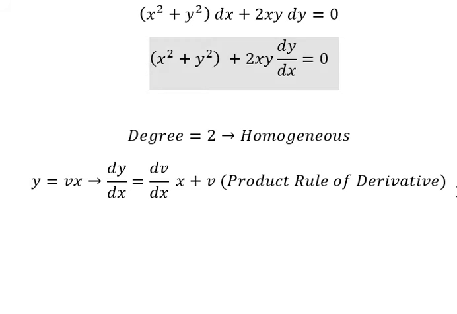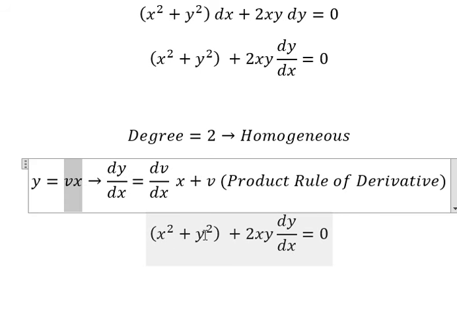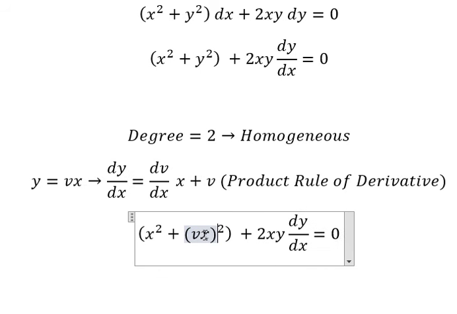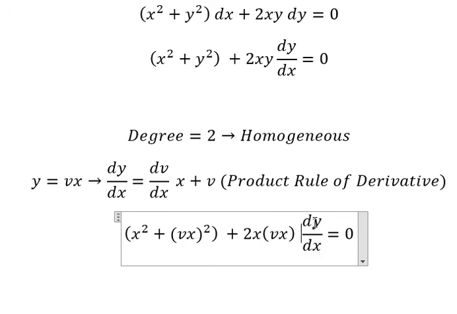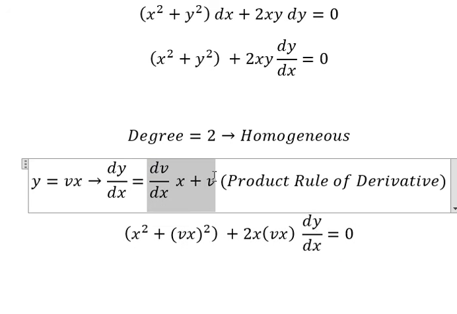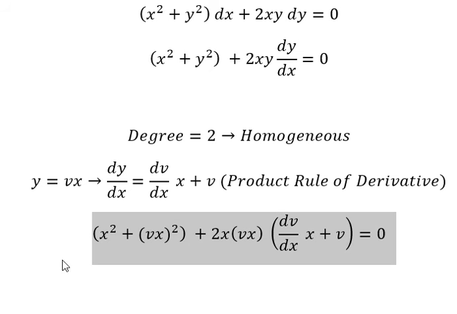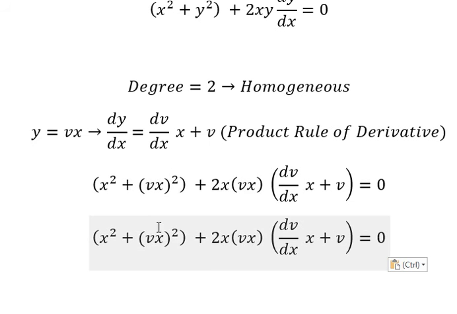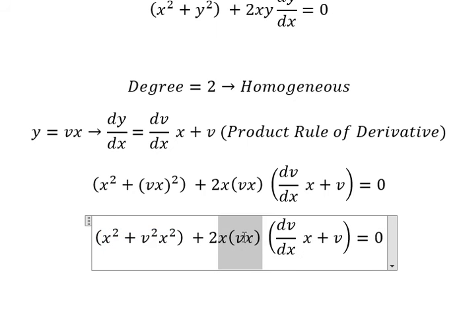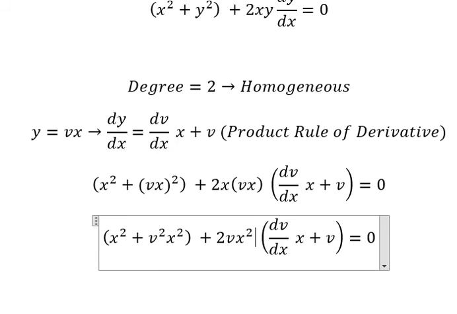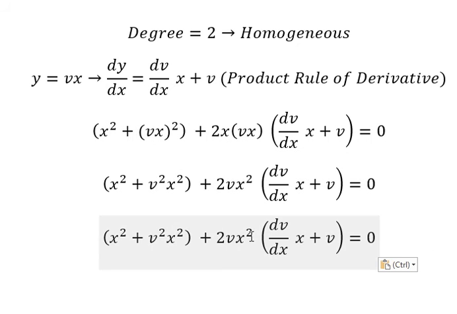So for y, we change it to vx. This one we change by this one. Now you get v squared s squared. This one you get vs squared. Now we need to simplify s squared for both sides.